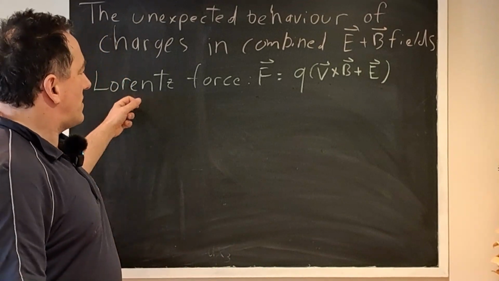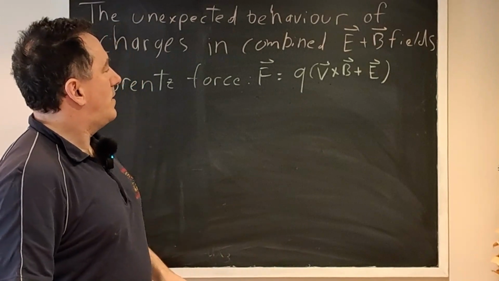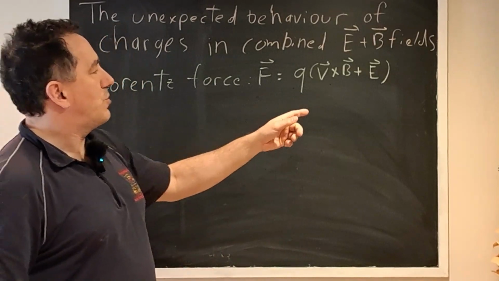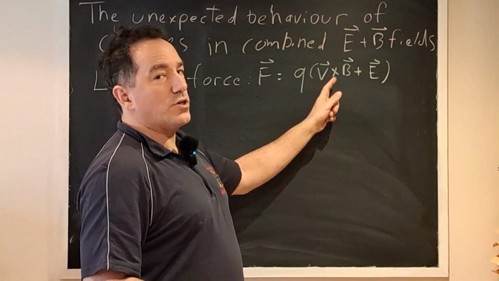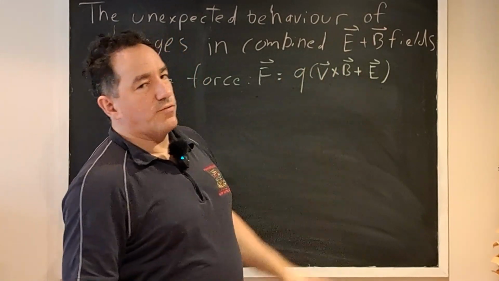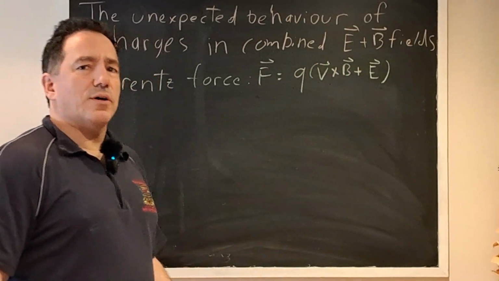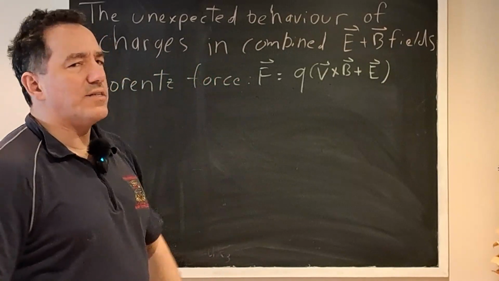And we know that the force exerted on such a particle with a charge q is given by the cross product between the velocity of the charge and the magnetic field plus the electric field. So that's the well-known Lorentz force. So we will look first at simpler cases.